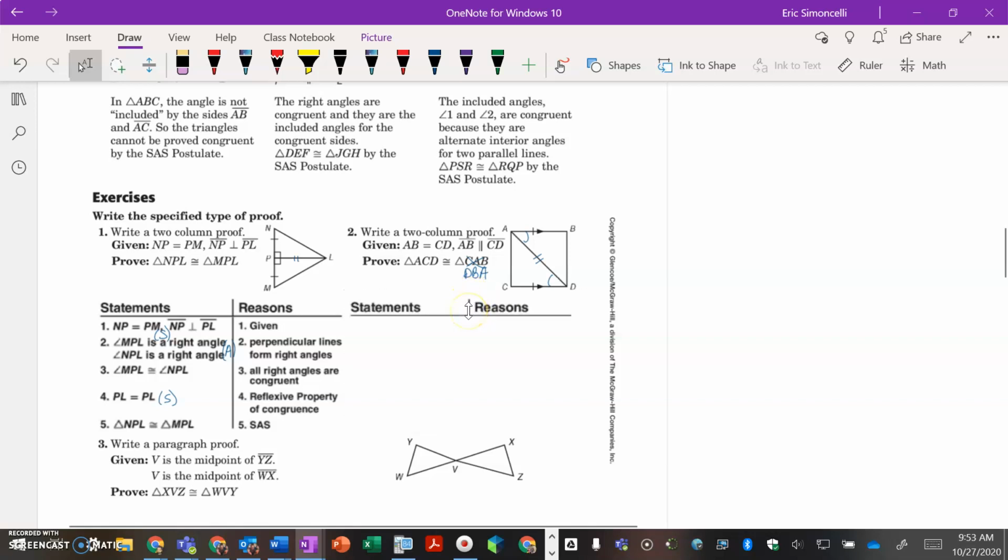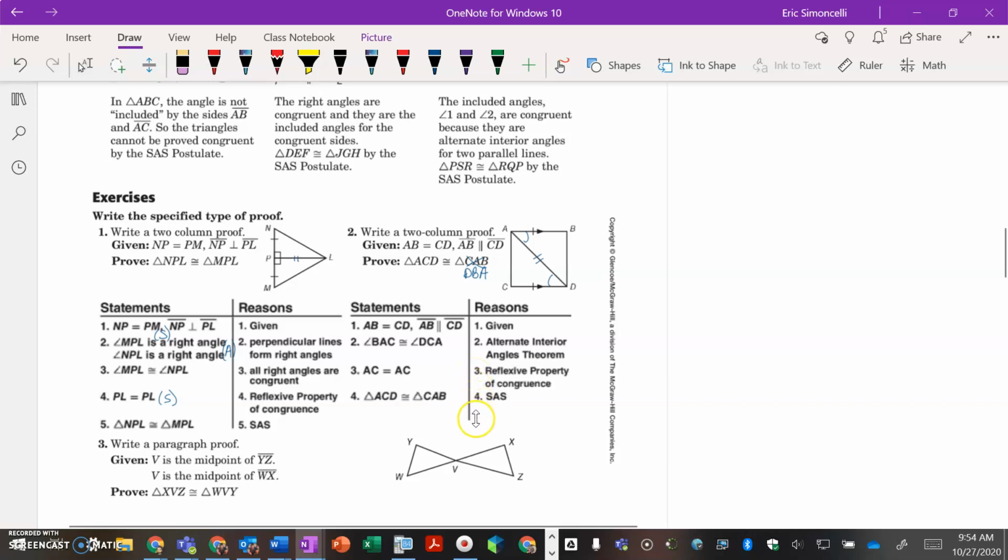Statements and reasons set up. There's your first step, you're given. Your alternate interior angles theorem, noting that is congruent to that. Angle BAC is congruent to DCA. Alternate interior angles theorem, thanks to the parallel lines. AC is congruent or equal to itself by the reflexive property. And then last but not least, the two triangles are in fact congruent. And yes, this is DBA. But again, these two triangles are congruent by side, angle, side.